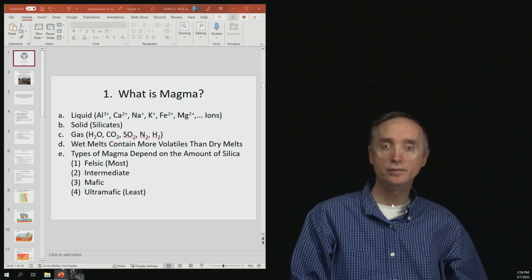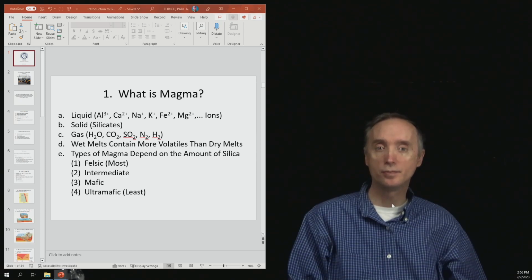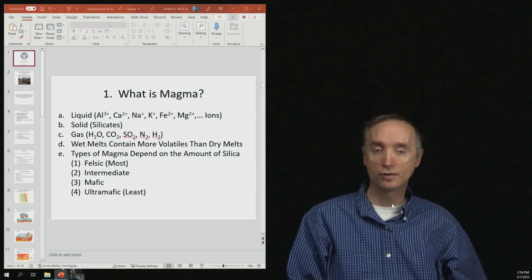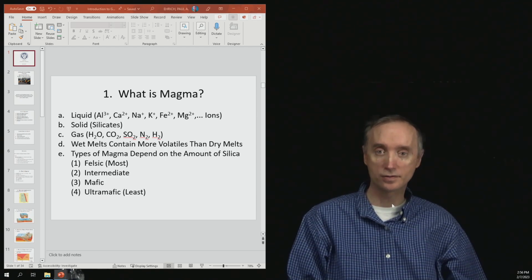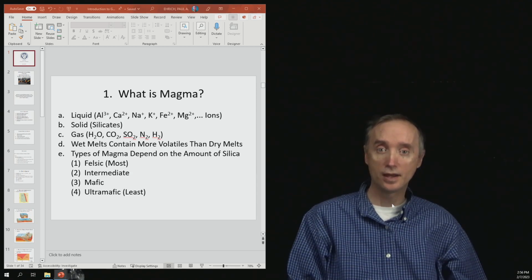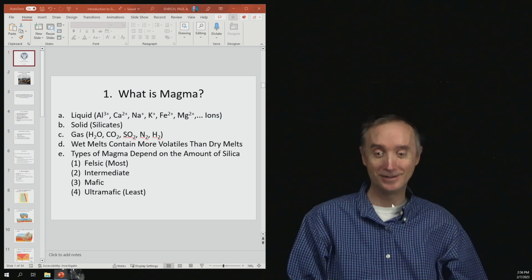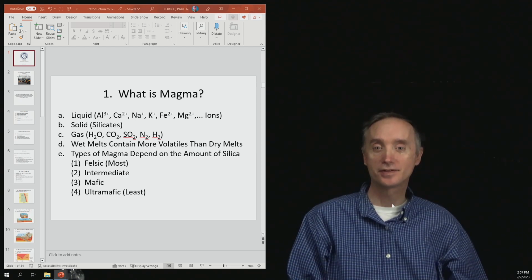Okay, and then the types of magma depend on the amount of silica that they contain. So that your felsic kinds of rocks, so an example of a felsic rock would be granite, is going to have the most amount of silica in it. On the other hand, you have the ultramafic rocks, like peridotite, that is going to have the least amount of silica in it.